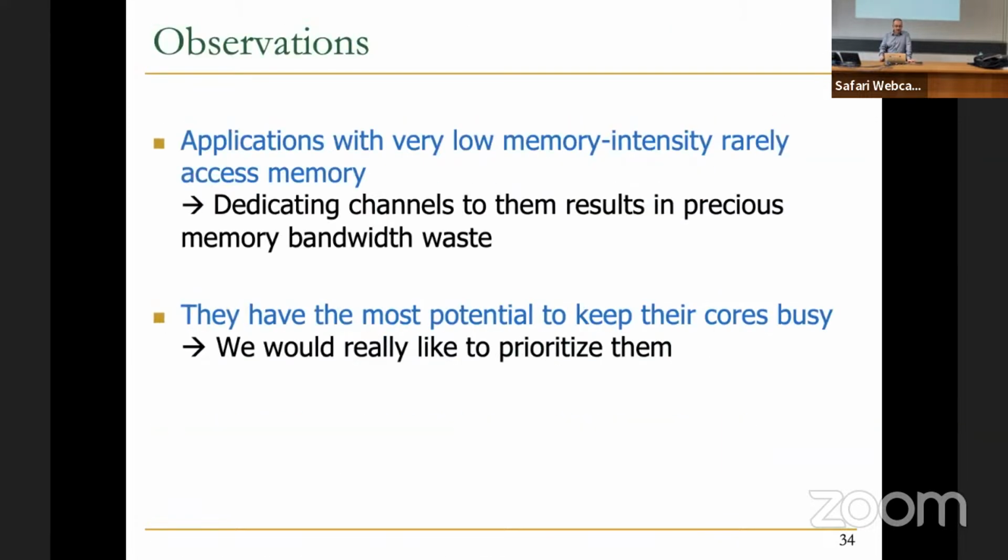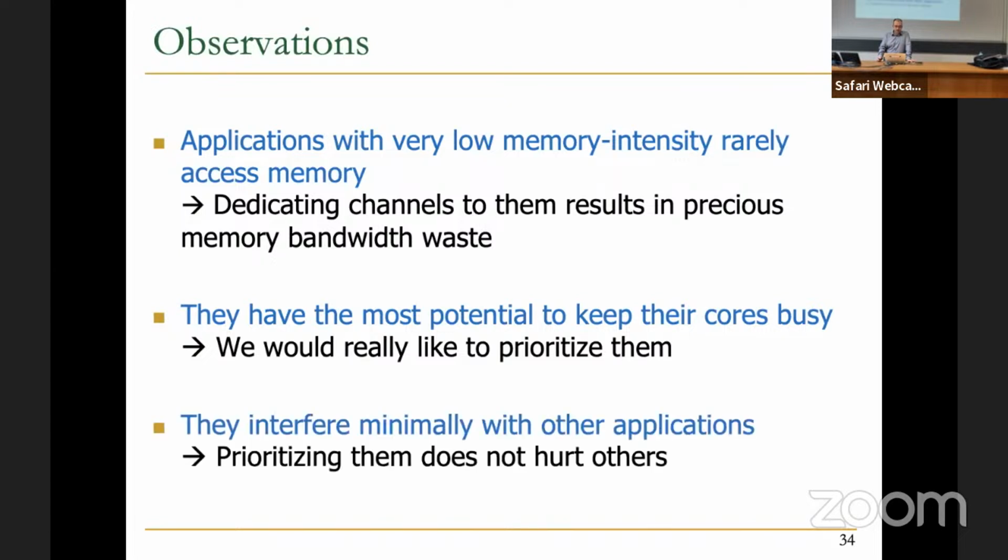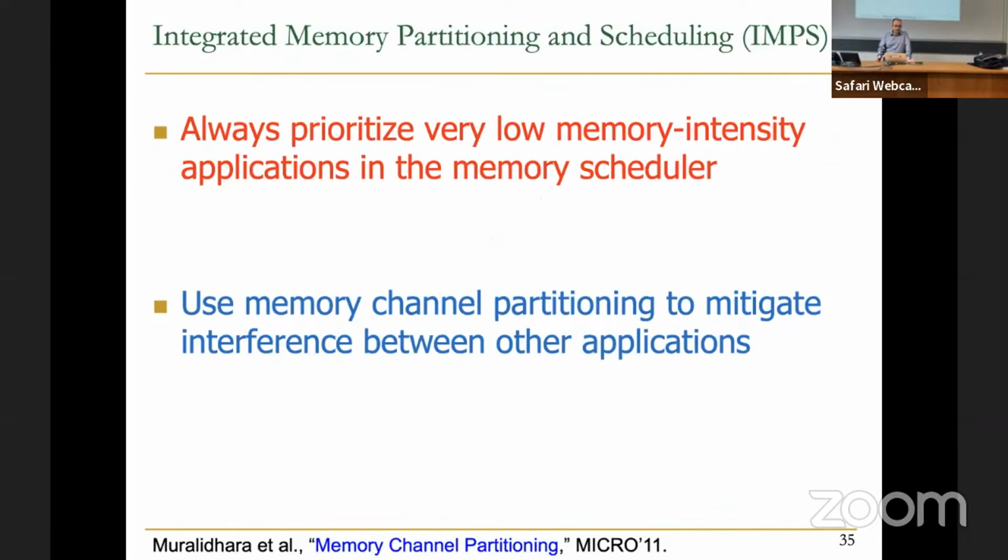Anyway, they have the most potential to keep their core busy, and they interfere minimally with other applications. Essentially, prioritizing them does not hurt others. So if you prioritize these applications with low memory intensity, they don't interfere with other applications, because they don't have a lot of memory accesses. And at the same time, if you prioritize them, they're going to keep the core busy, which is good. So we'd like to keep all the elements in our system busy. So this is a good observation.